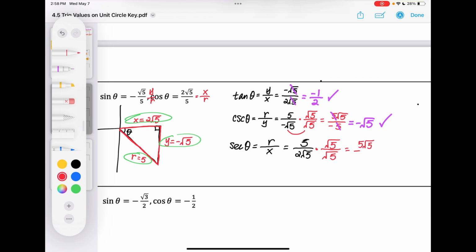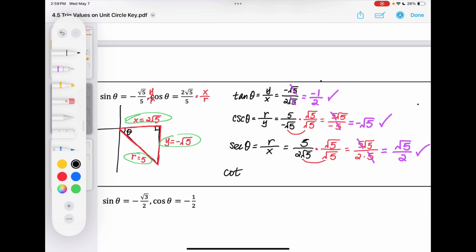What do we got? Top times top, bottom times bottom. So I got 5 times square root 5 over, now the 2 is already there. But I do know square root 5 times square root 5 becomes 5. I can simplify. Top has a 5, bottom has a 5, I can simplify. So now what you see is what you got. My final answer will be square root 5 over 2. And this is my perfect answer.